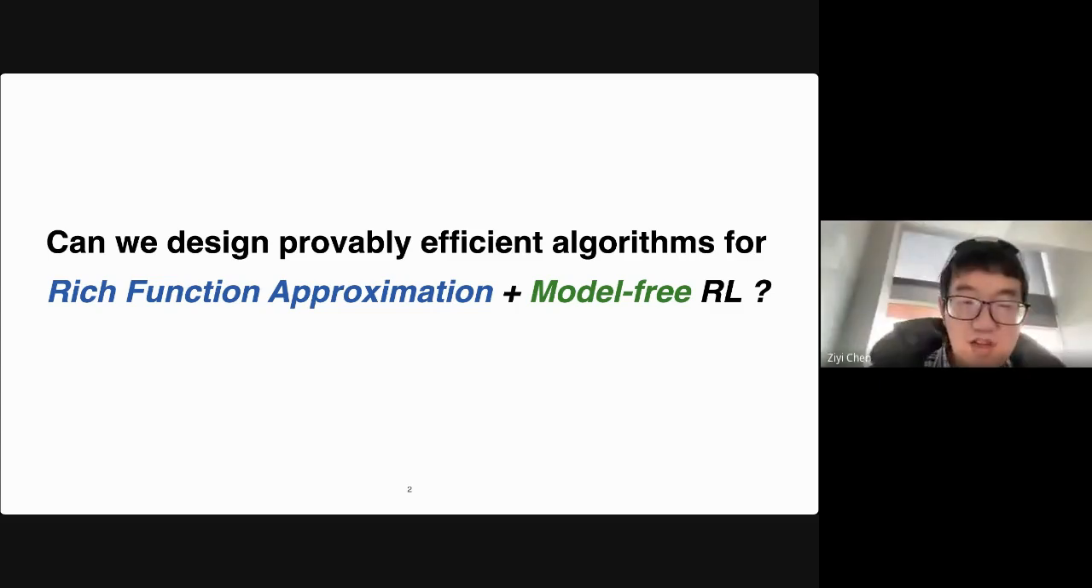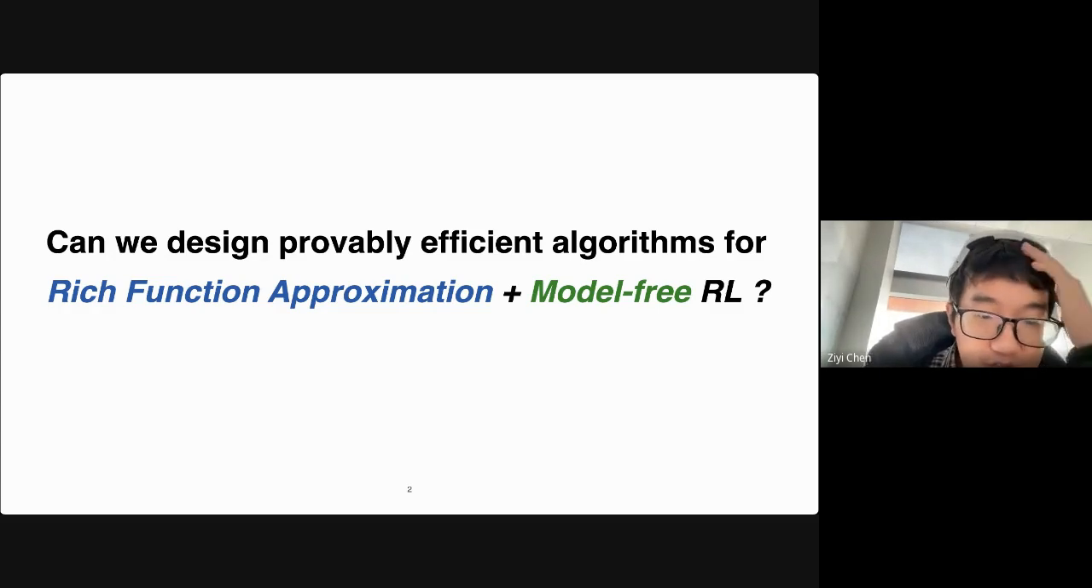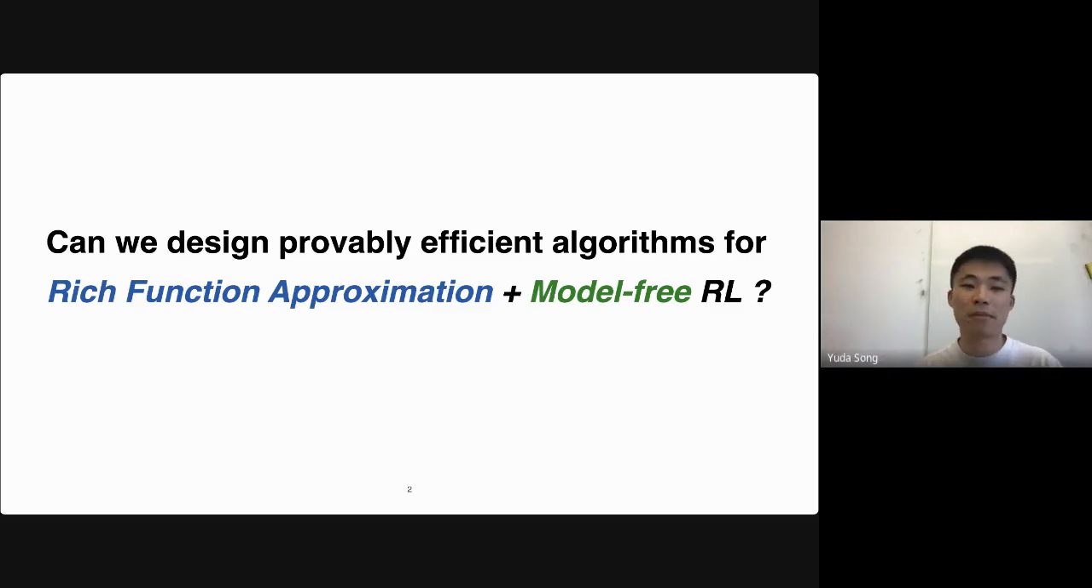Okay, I also have a quick question. So both the rich function approximation and model-free, are they both dealing with large state and action space? Yes, that's what we mean by rich function approximation. Okay. Yeah. Okay, thank you. Yeah, thank you for the question.